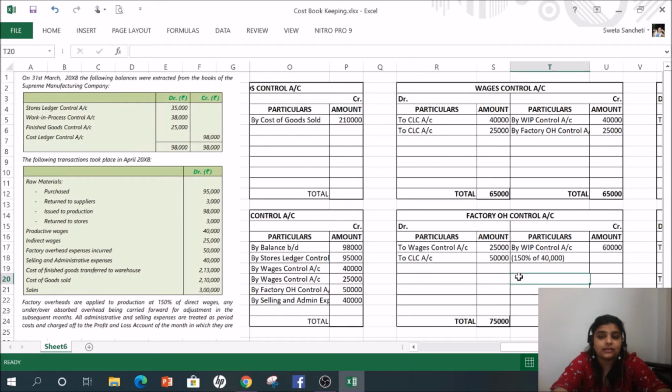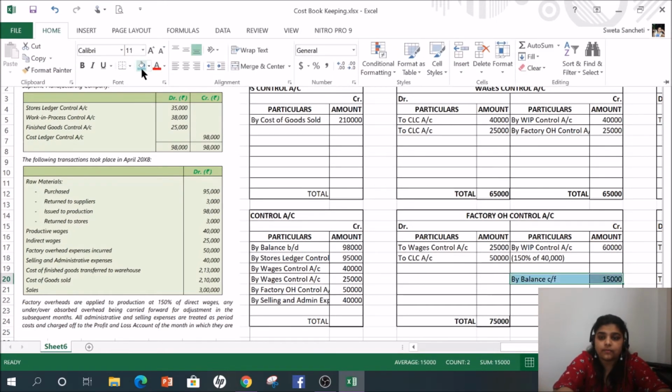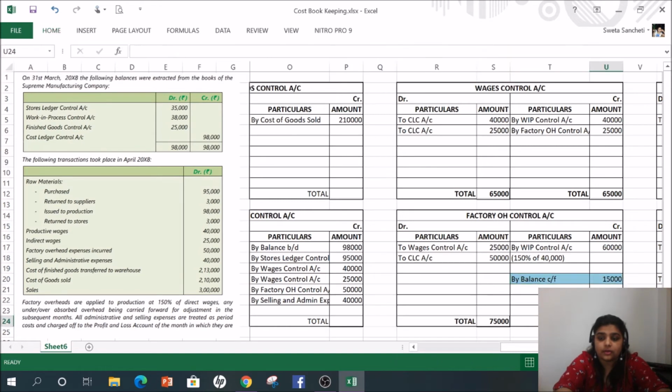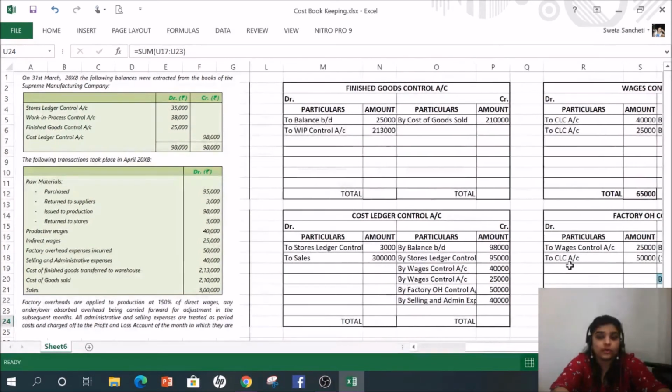So obviously there is an under absorption, but they are saying that it has to be carry forwarded to the next month. So I will write here balance carry forward, that is equal to 75,000 minus 60,000, 15,000. This is our closing balance of factory overheads. If you see, the total will be again 75,000. Now, after factory overheads, add opening WIP less closing WIP.